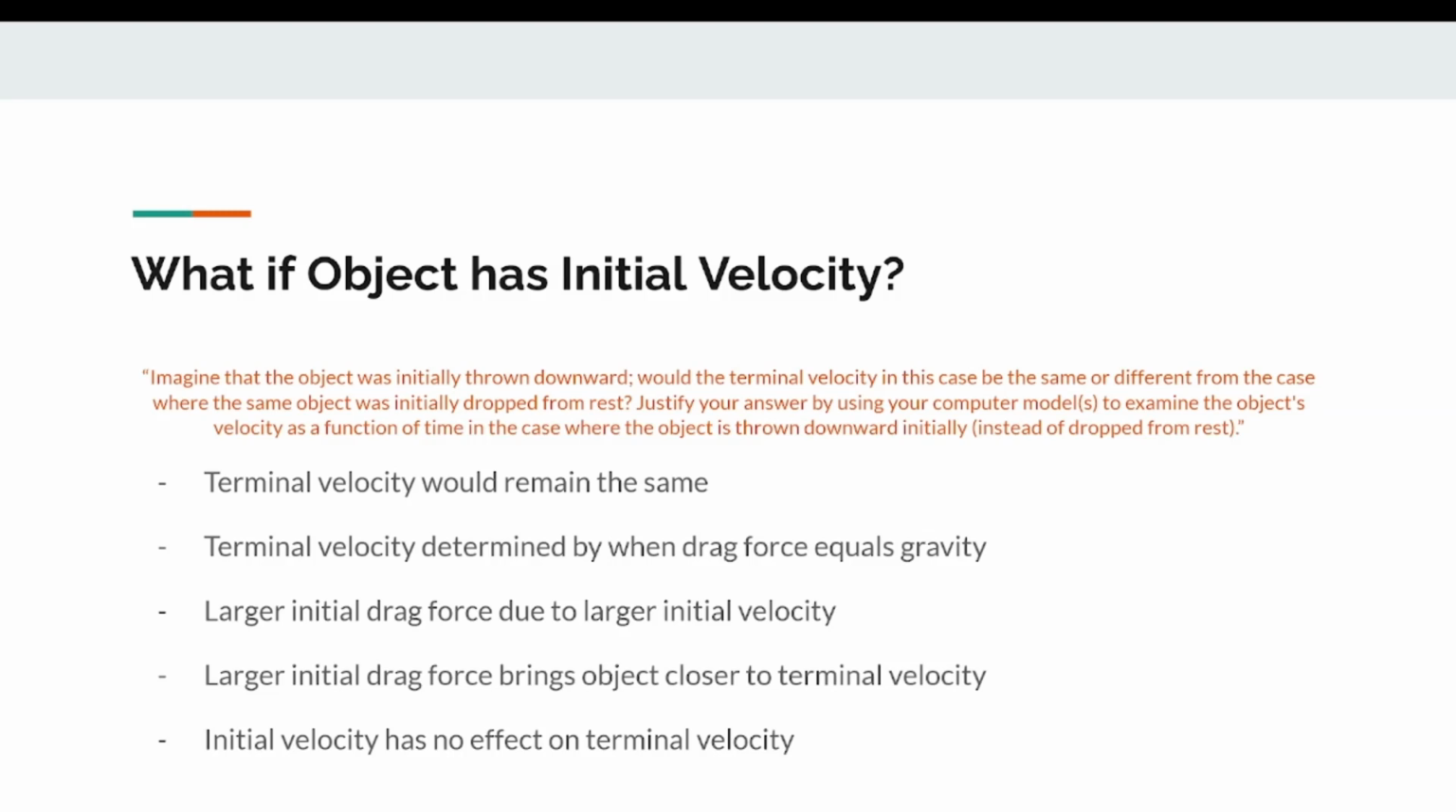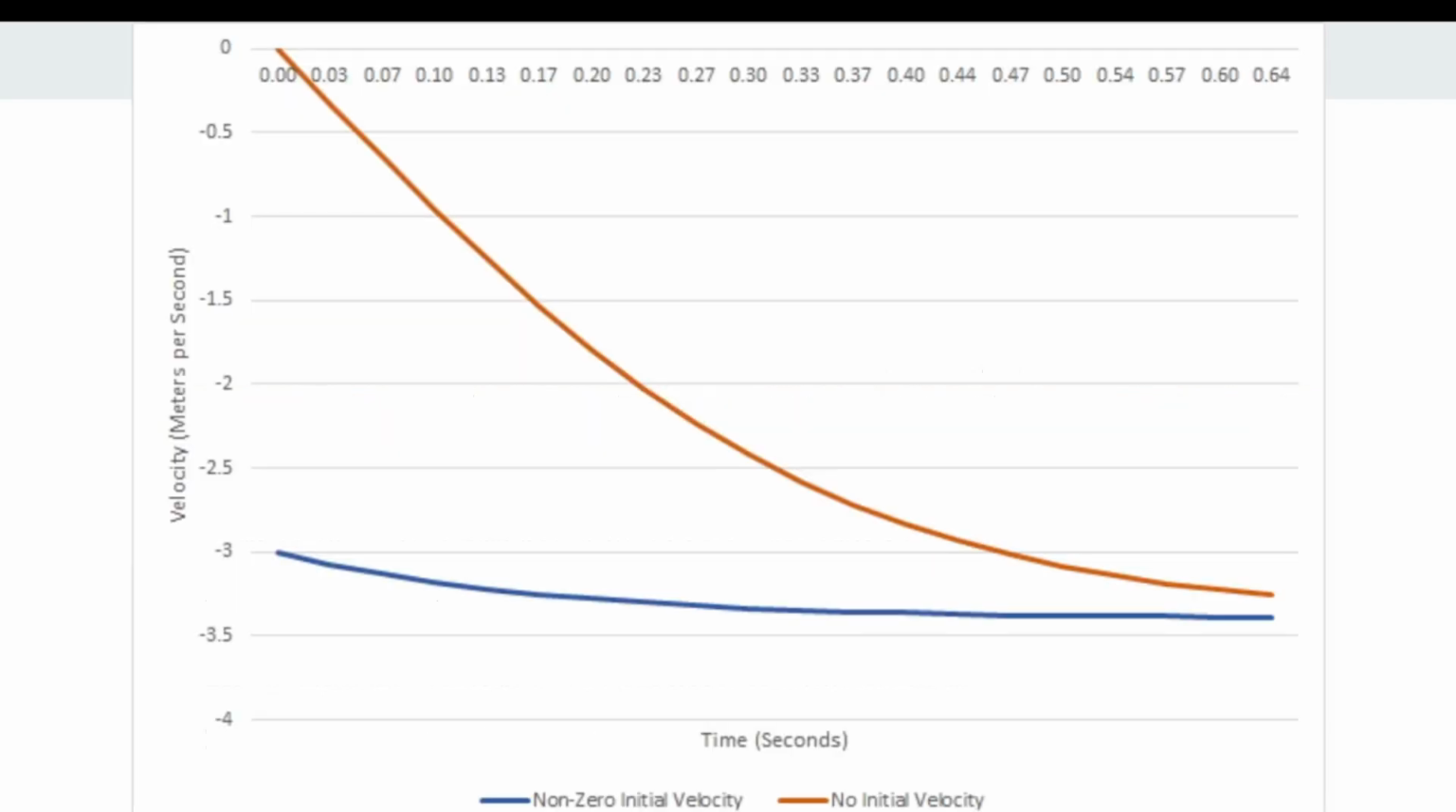And as a result, there'd be less acceleration, and the object will reach terminal velocity quicker due to the drag force already being there at the beginning, and as a result, the terminal velocity will stay the same for this object. The initial velocity has no effect on terminal velocity. And we can see from this graph here that the non-zero initial velocity and the no initial velocity both approach the same point at the end of the day. Just one of them reaches that terminal velocity quicker than the other.